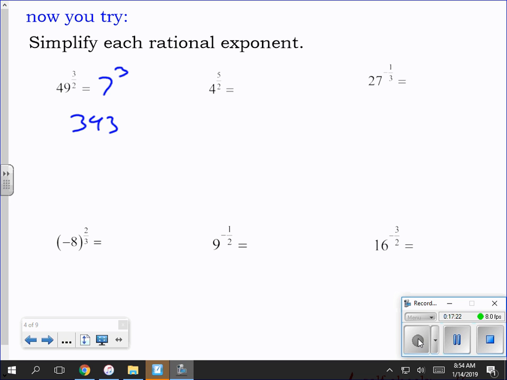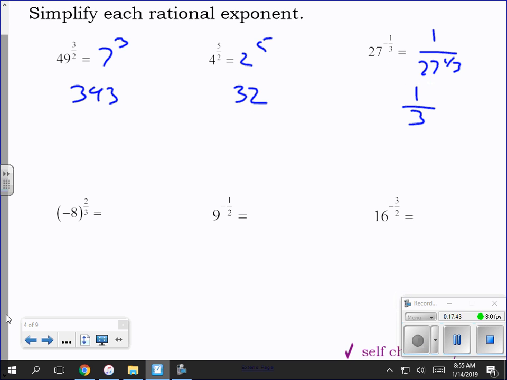343. The next one, 4 to the 5/2. The 2 means I take the square root. So that means I have 2 to the 5th, which is 32. The next one I have a negative, so this is negative 27 to the 1/3 power, and the 1/3 just means the cube root. So this is negative 3. This one here, it's negative 8 to the 2/3 power. So I take the cube root of negative 8. So that means I have negative 2 squared, which is 4.